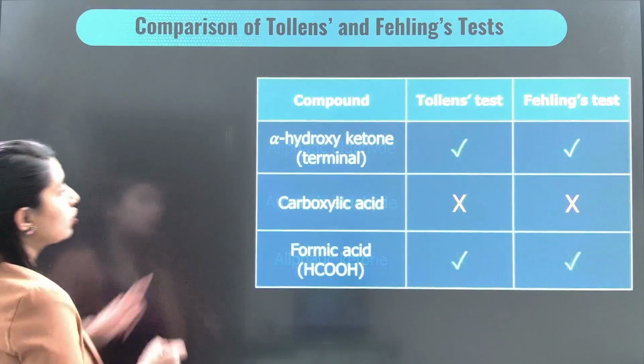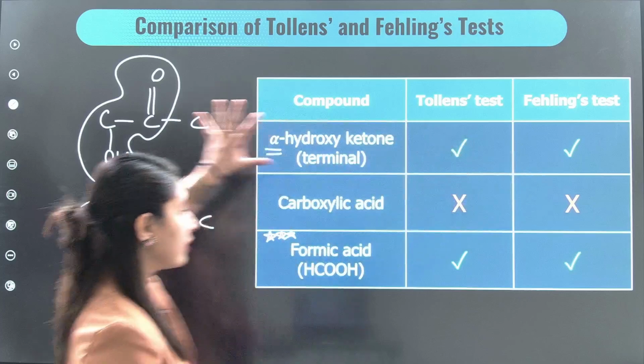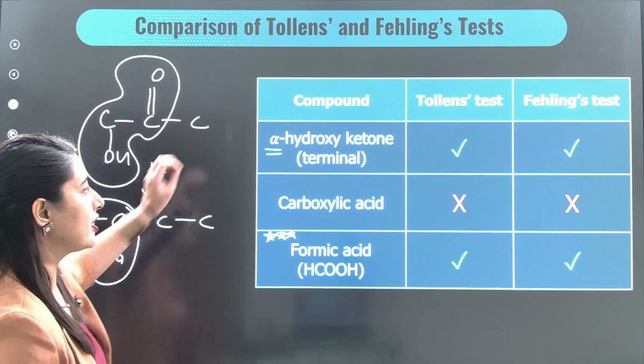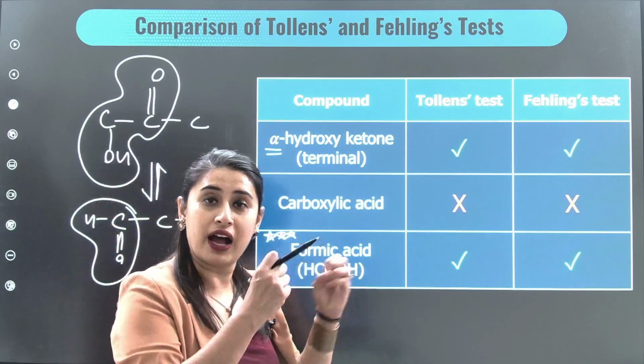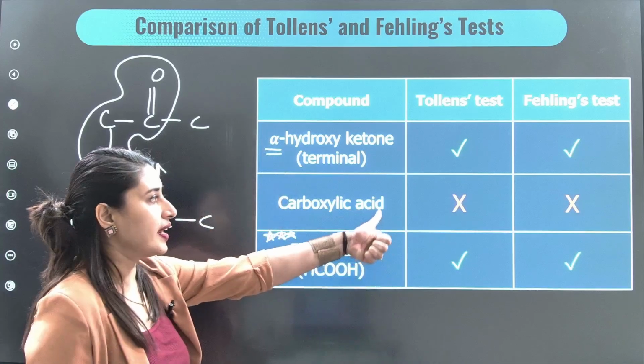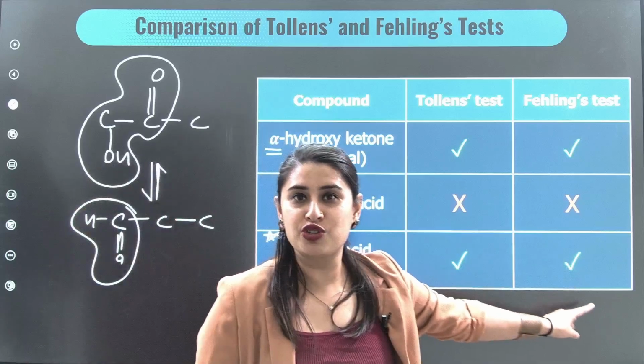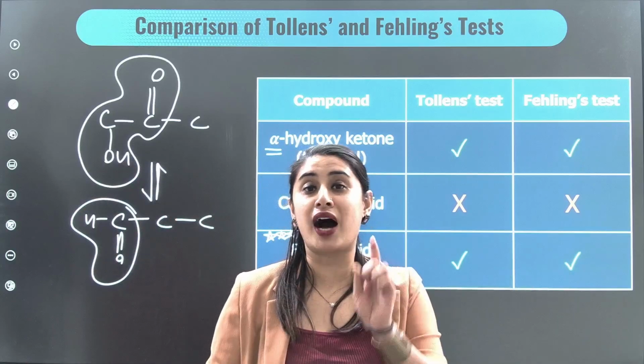But when it comes to the alpha hydroxy ketone, Tollens positive, Fehling's positive, because some type of a rearrangement can convert this alpha hydroxy ketone to an aldehyde group. But carboxylic acids will not give. Formic acid, this is a game changer. If this comes, your marks shouldn't go away.